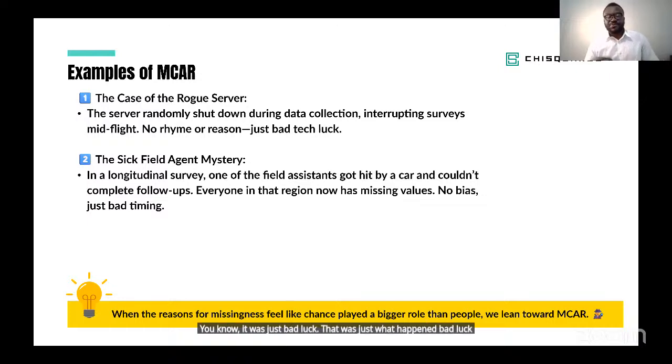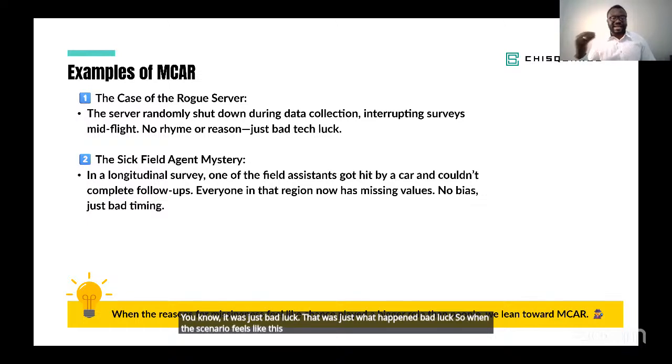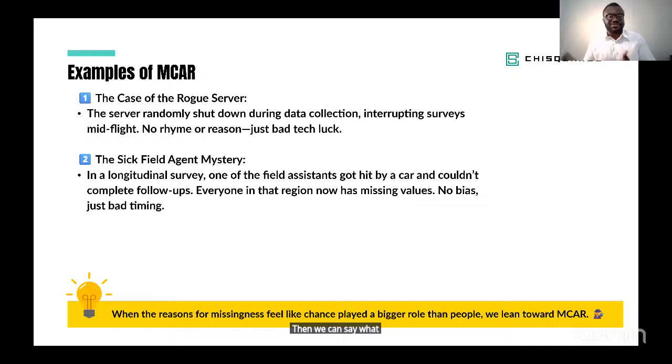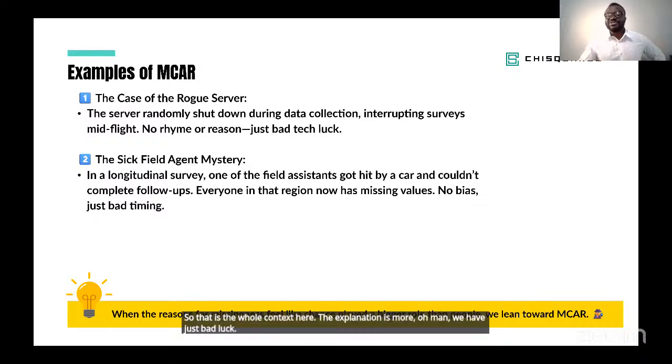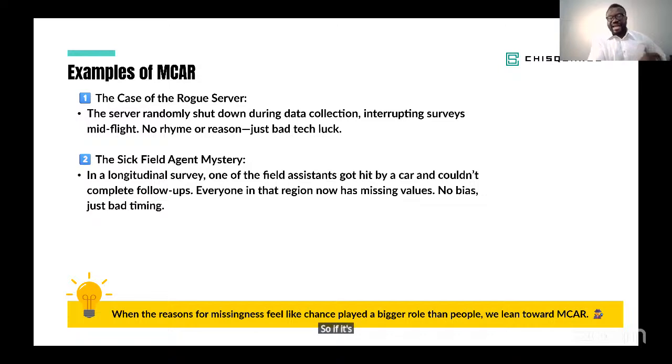So when the scenario feels like this was just really, really bad luck, just bad timing, then we can say, oh, missingness is likely due to MCAR, right? So that is the whole context here. When the explanation is more, oh man, we had just bad luck, so if it's luck, and not people, then we can say, well, it's MCAR.